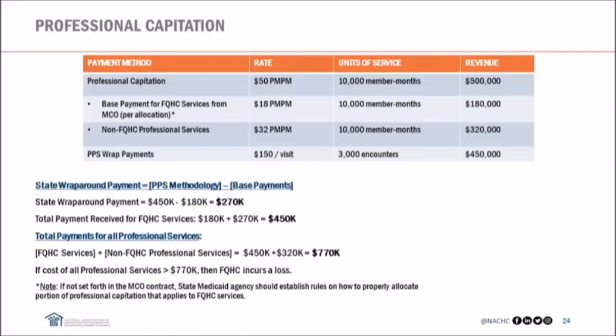Now, if the cost of all the services under the contract, all the professional services, FQHC and non-FQHC services, exceeds $770,000, the health center is, of course, going to incur a loss, because the health center is paying those other providers, and if it pays them more than it receives, you're going to be in the red. So the health center is still taking risk in this kind of arrangement, and the health center is only being made whole by the state for its FQHC services.